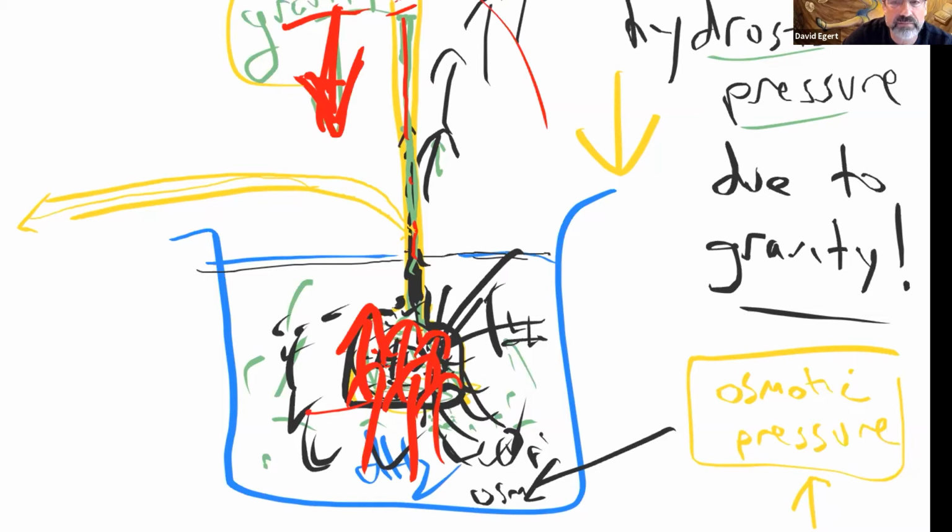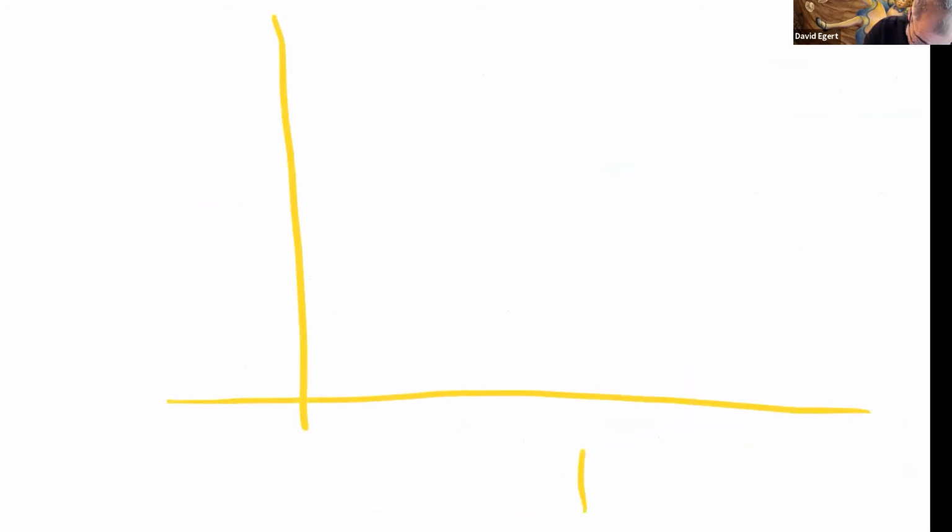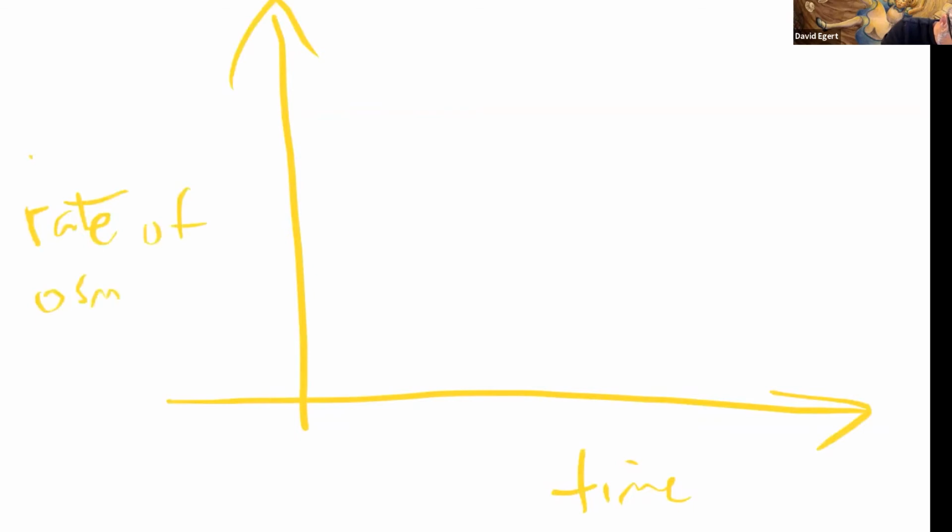Does that make sense? Yeah, because I realized we need to talk about this more explicitly so it makes more sense. So if we're getting a little more explicit about hypotheses, look at time and look at the rate of osmosis. What kind of relationship are we going to expect in this experiment?